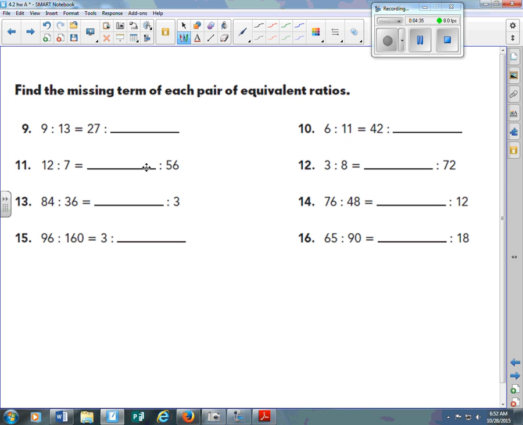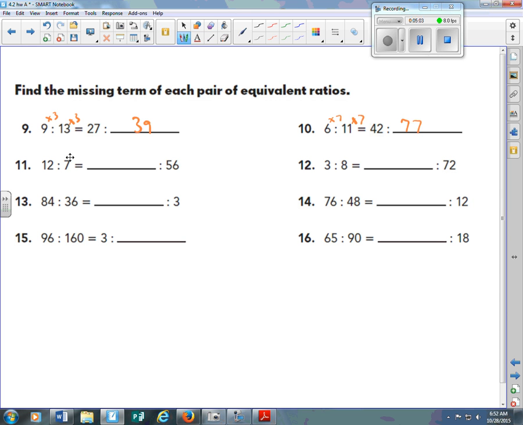Find the missing term in each pair of equivalent ratios. Okay, so you've got to ask yourself, what times 9 is 27? It's going to be times 3. So we have to multiply the 13 by 3, and we get 39. What times 6 is 42? It's times 7. So whatever we do to one, we have to do to the other. 77. Now I'm going to go through this quick, but if you want, you can always pause the video and slow it down so that you can do these ahead of time.